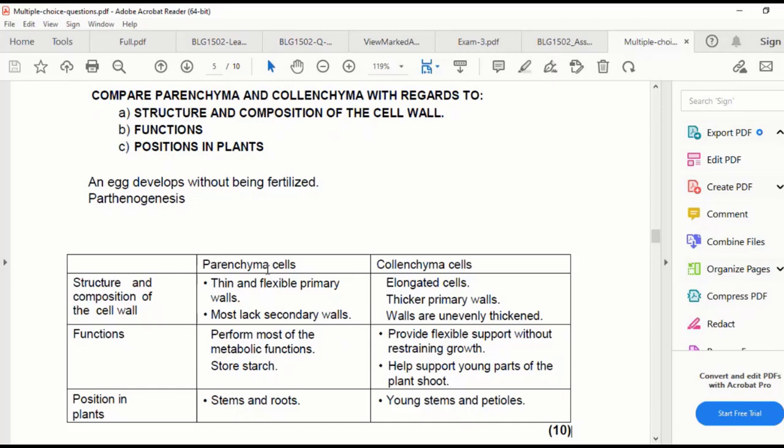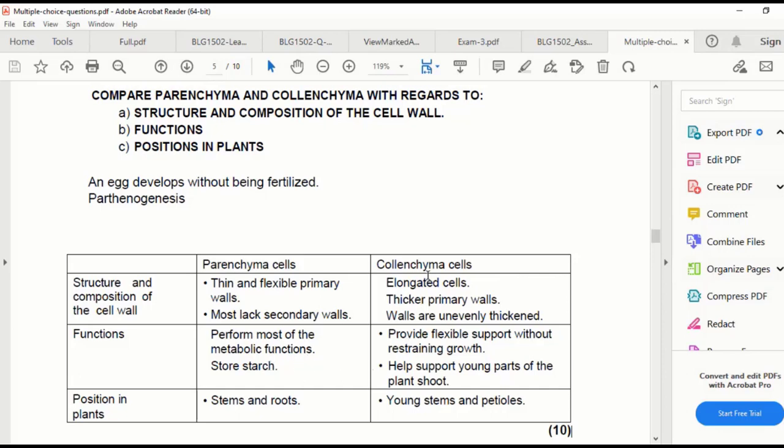And then you will have to tell us the structure and composition of the cell wall of parenchyma: it has thin, flexible primary walls, and mostly they lack secondary walls. But collenchyma has elongated cells, with thicker primary walls, and the walls are unevenly thickened.